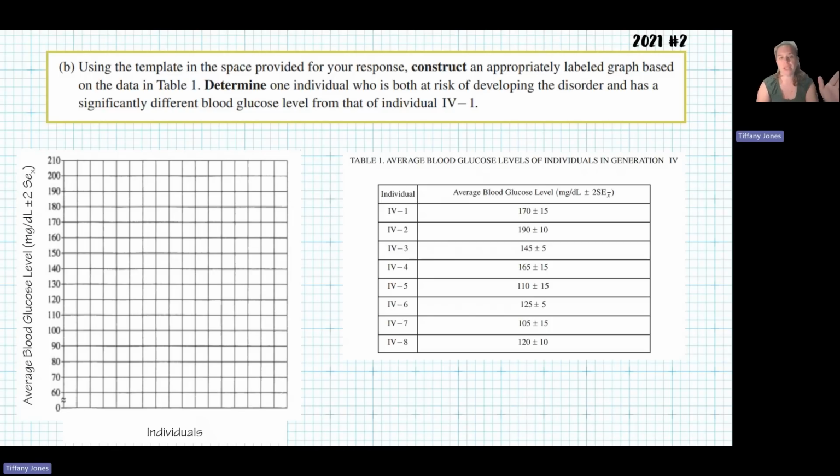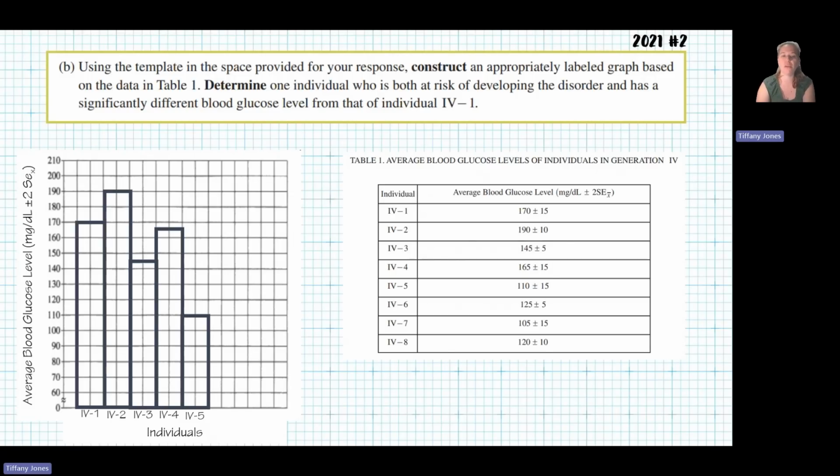So we want to make sure we label our axes. And as I said, they're given to us in the chart. So we see individual, we see average blood glucose level, and then we also see our units. For the most part, you can probably write this entire thing on there and it ensures you get that point. Looking at this, they are categorical data. Individual 1 has no effect on individual 2. This is me just looking at the relationship between these two things. So this is going to be considered a bar graph, okay?